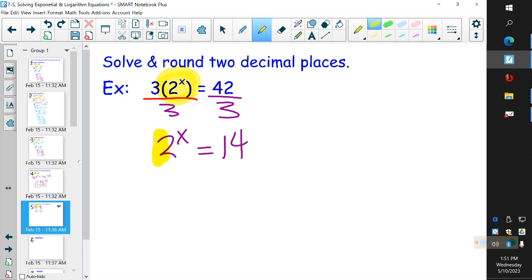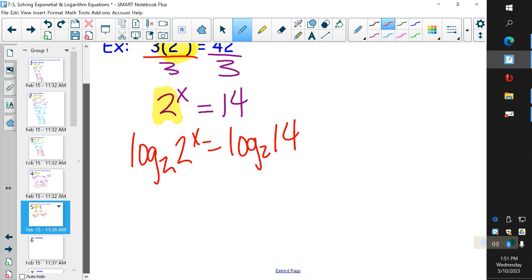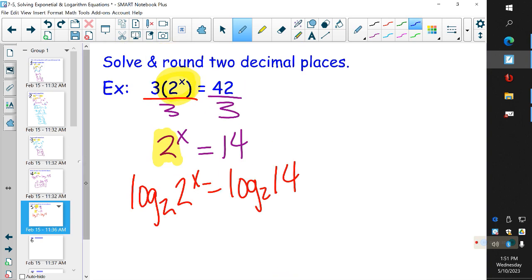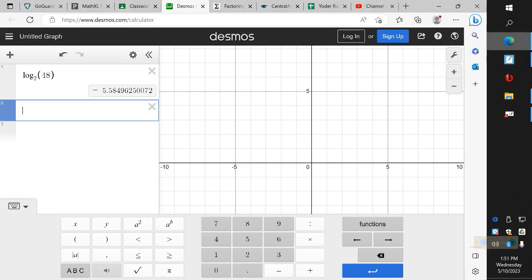So I'm going to look at this base, which is a 2, and I'm immediately going to take log base 2 of 2 to the x is equal to log base 2 of 14. What you do to one side of the equation, you must do to the other. And then your brain is going to recognize that those cancel out, and you have x is equal to log base 2 of 14.